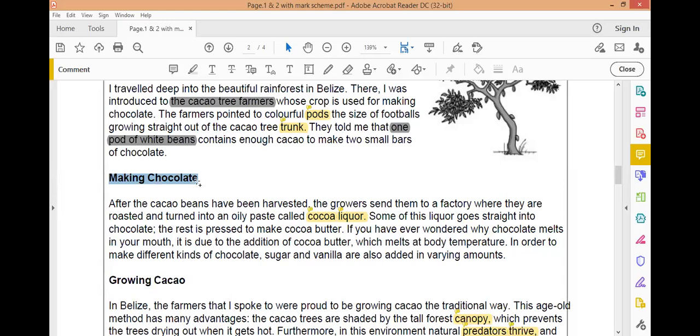After the cacao beans have been harvested, the growers send them to a factory where they are roasted and turned into an oily paste called cacao liquor. Some of this liquor goes straight into chocolate, the rest is pressed to make cacao butter. If you have ever wondered why chocolate melts in your mouth, it's due to the addition of cacao butter, which melts at body temperature. In order to make different kinds of chocolate, sugar and vanilla are also added in varying amounts.